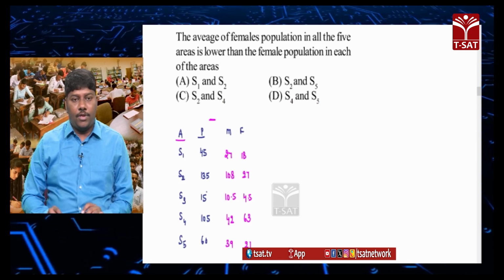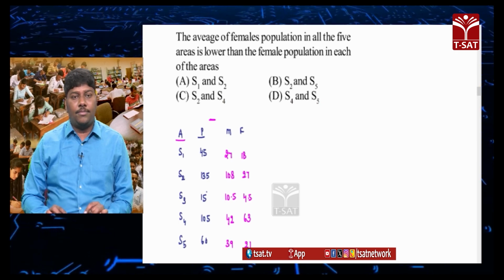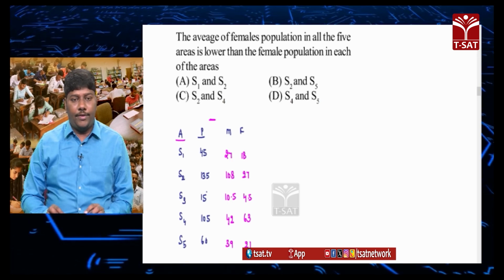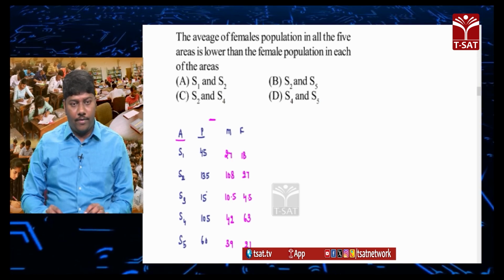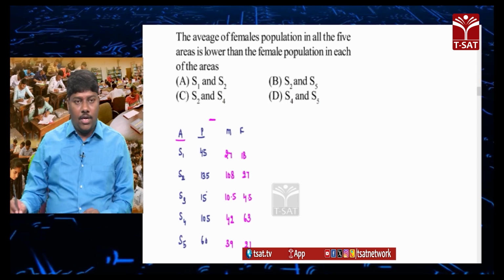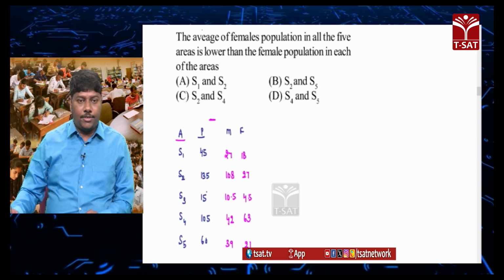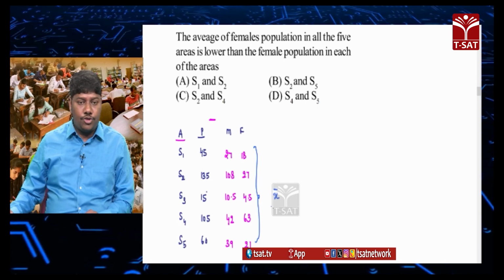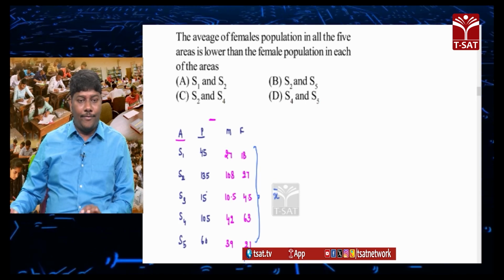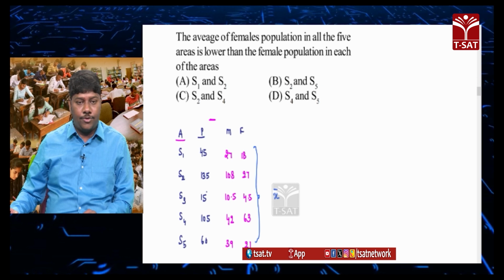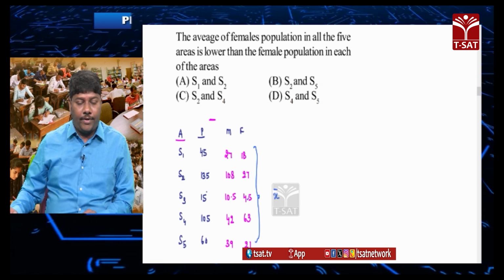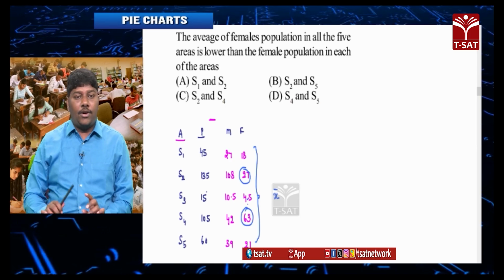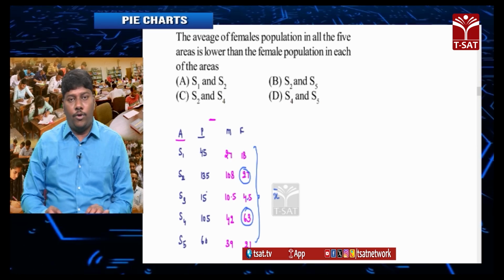The average female population in all the 5 areas is lower than the female population in each of the areas. Now look at the female population in terms of degrees. So in terms of degree, if you look at 18, 27, 45, 63, 21 respectively in the areas S1 to S5. If I wish to find out the average of it, let it be X bar. If it has to be less than any 2 values, then definitely those 2 values must be what? This is actually 4.5.